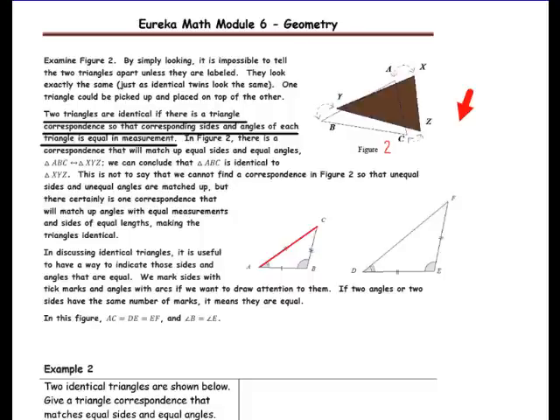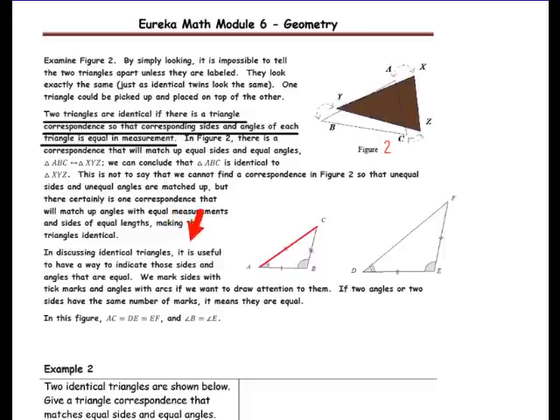This is not to say that we cannot find a correspondence in figure 2 so that unequal sides and unequal angles are matched up, but there is one correspondence that will match up angles with equal measurements and sides of equal lengths, making the triangles identical. Let's read through that one more time. It's important. There is one correspondence that will match up angles with equal measurements and sides of equal lengths, making the triangles identical.